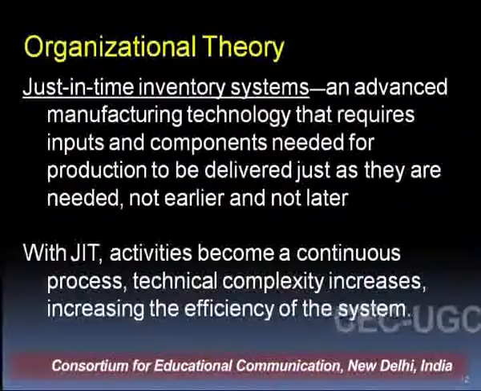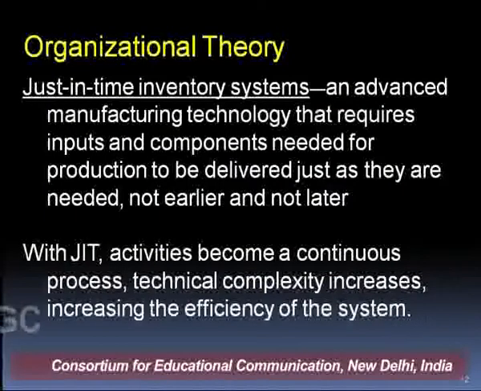It means this exactly will give you per shift. If you say that you need 300 finished products to be supplied to the market, it means you are going to get 300 products produced, and they are ready logistically to be supplied to the market, to your dealers, distributors, or maybe to the consumers directly. Now with this just-in-time activity, it becomes a continuous process. Technical complexity increases under JIT, increasing the efficiency of the system.